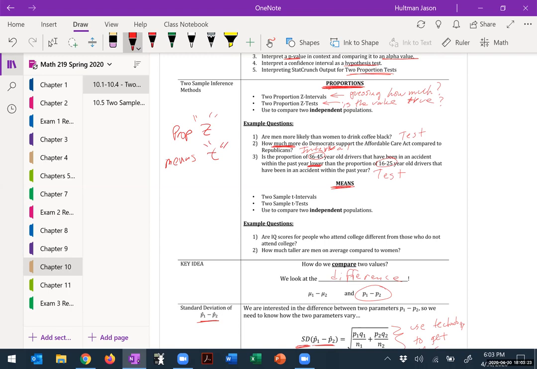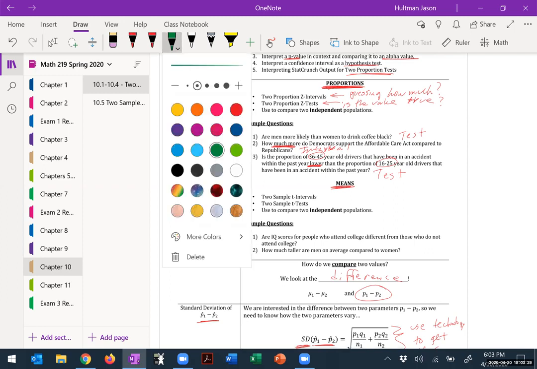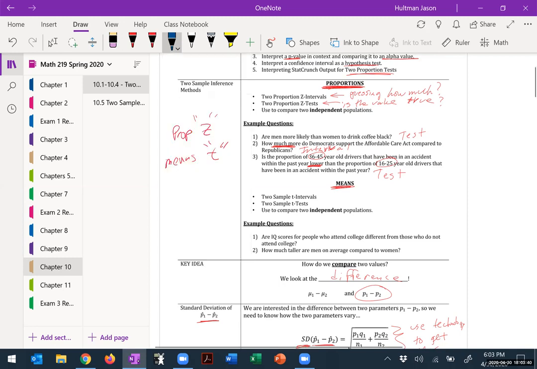For means, maybe I'll write in a different color today, since we're talking about means. What would be a good color? Maybe a dark blue would be good. Sure. Let me erase this. We'll do means. Means is T. So we're gonna focus on means today.